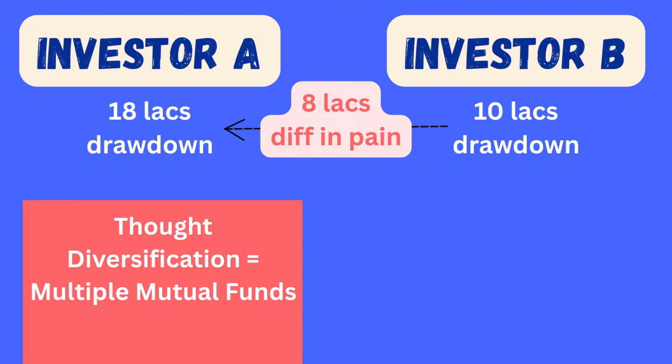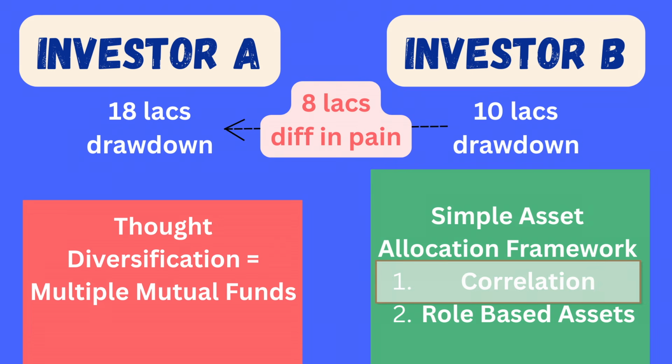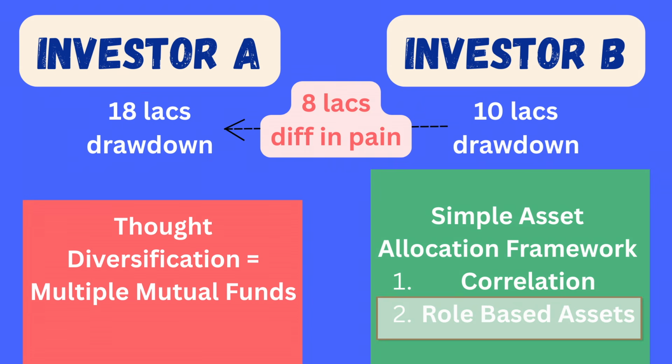Investor A thought diversification meant owning multiple mutual funds from different fund houses. But investor B knew a simple framework for asset allocation for portfolio diversification that made his portfolio more resilient during market drawdowns. He knew the critical concept of correlation and role-based asset allocation.